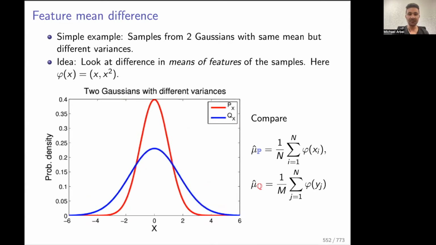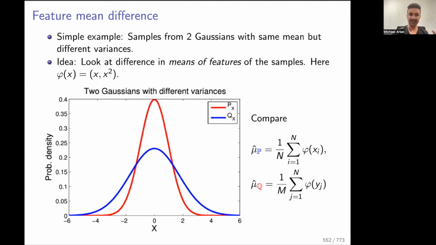But now, if you have instead two Gaussians with the same mean but different variances, these are still different distributions, but if you just consider their empirical means, then there is no real efficient way to distinguish between those Gaussians because they simply have the same mean. So the idea would be to look at some higher order features, and in this case, it would be sufficient to look at the second moment.